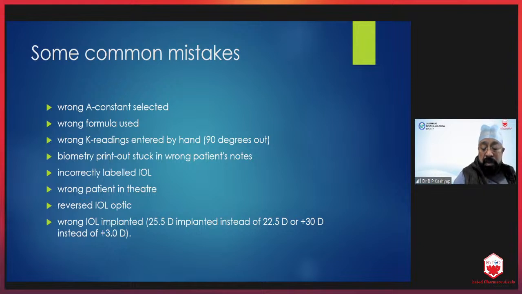And sometimes, by mistake, you put a wrong IOL. So what I do in my case is, all the patient's name and power and everything is written on the board in the operation theater. So I always verify with the WHO recommended checklist.